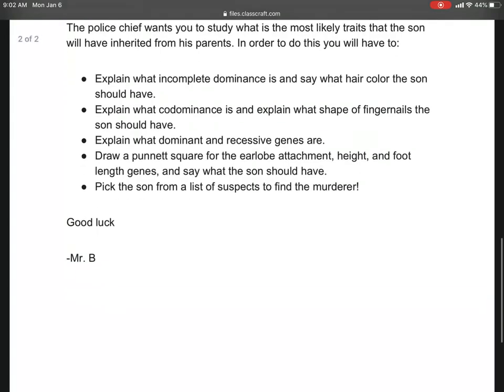So then you have to make a presentation explaining what incomplete dominance is and say what the hair color of the son should be. Explain what codominance is and explain what the shape of fingernails the son should have. Explain what dominant and recessive genes are. Draw a Punnett square for the earlobe attachment, height, and foot length genes and say what the son should have. So I think a lot of you have done Punnett squares in like 6th grade, which is great. But those will help you determine, especially between dominant and recessive genes, which is the most likely thing for the son to have. And then you have to pick the son from a list of suspects to find the murderer.